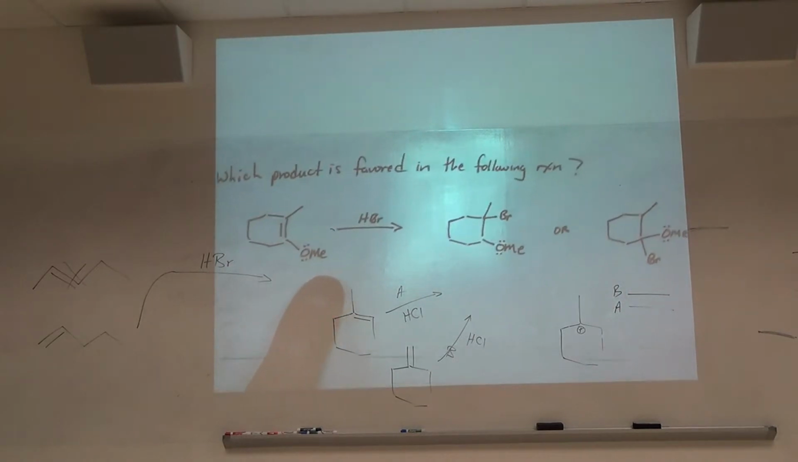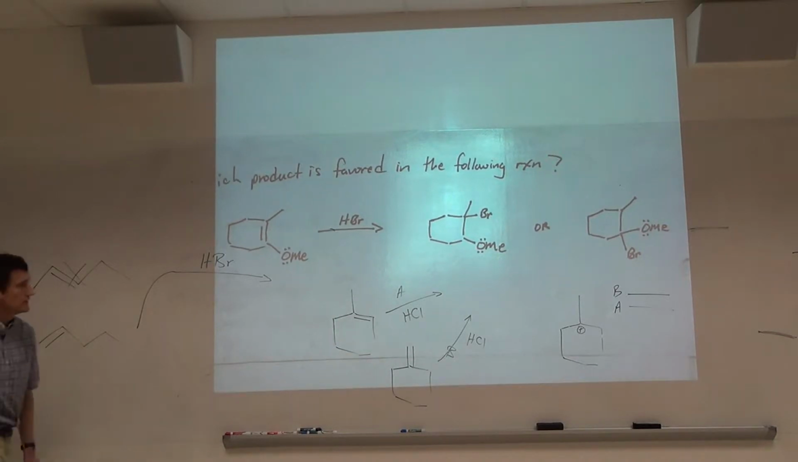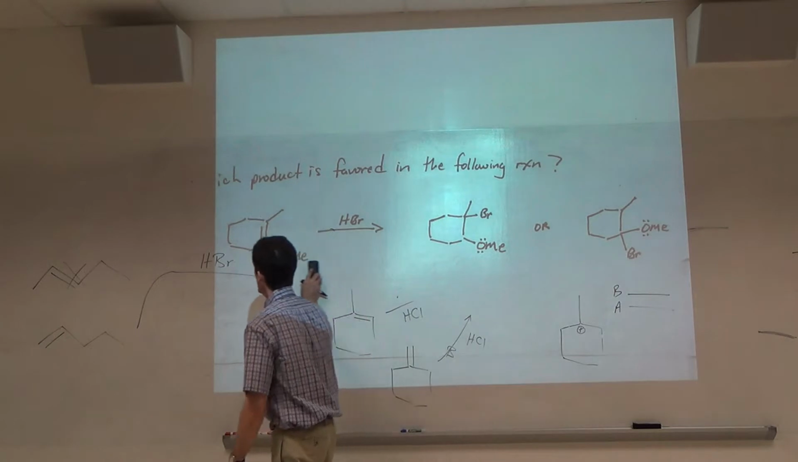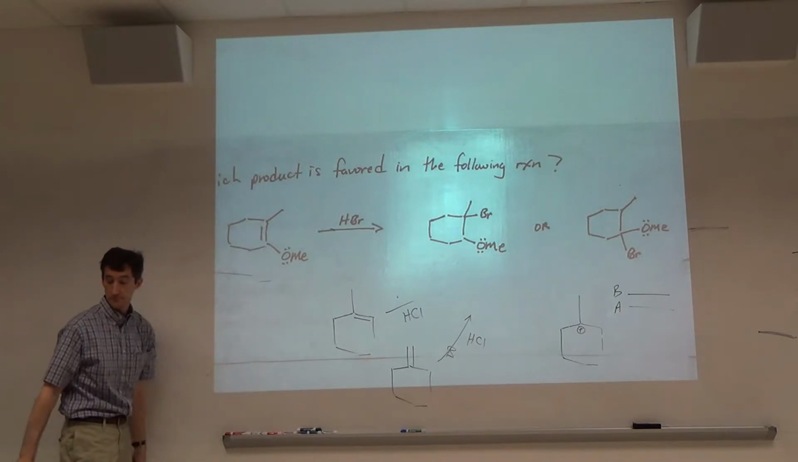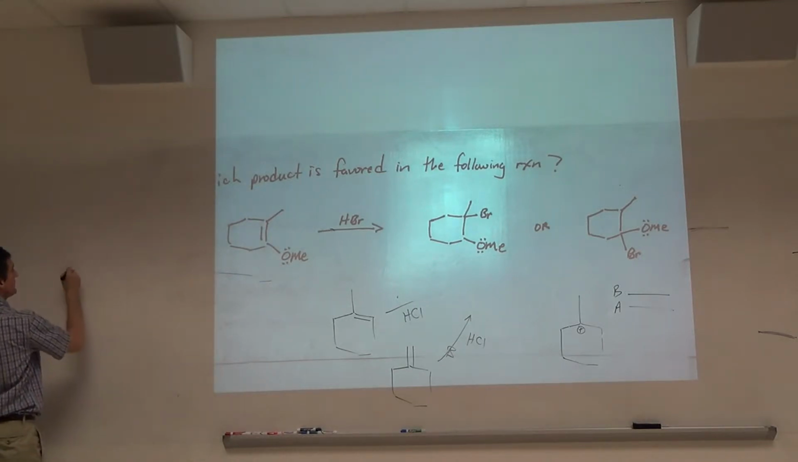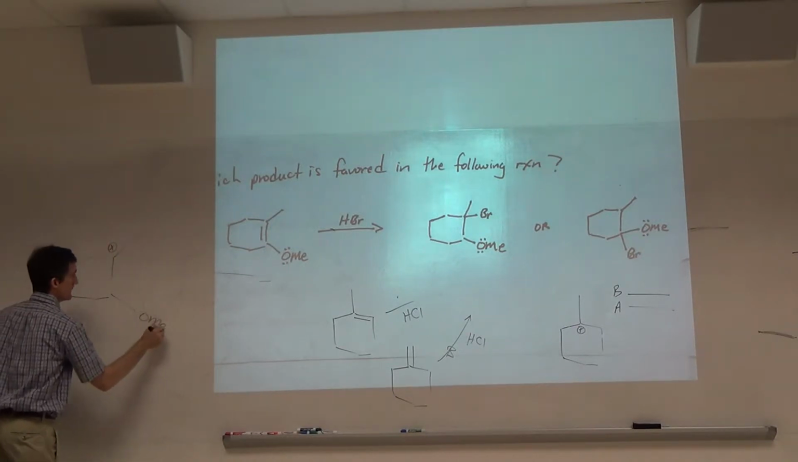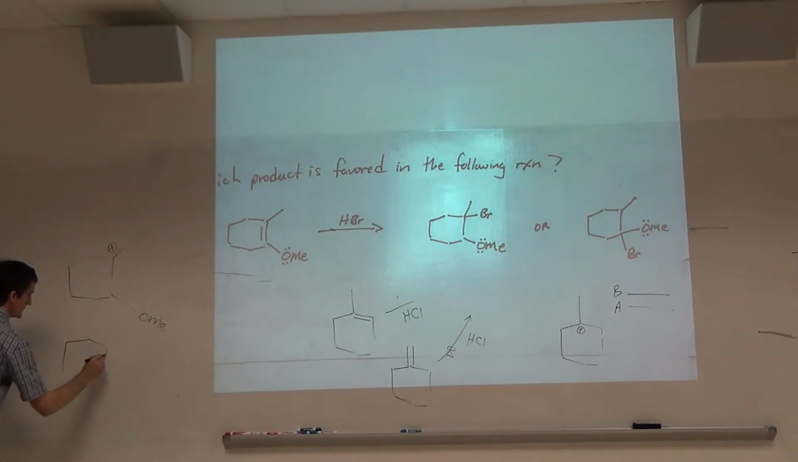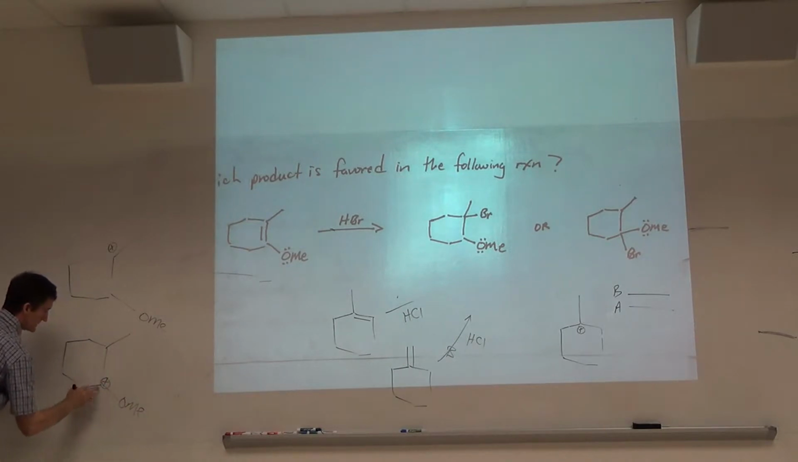Down here, which product is favored in the following reaction? Ultimately, what's the question here? Ultimately, the question is which cation is going to form. Are we going to make the cation on top or bottom? Are we going to make this cation or this cation? That's ultimately the question.